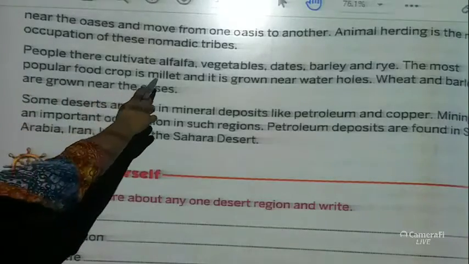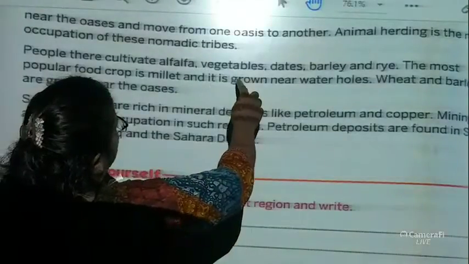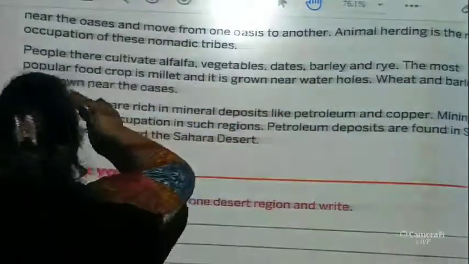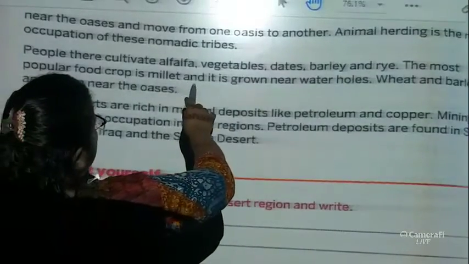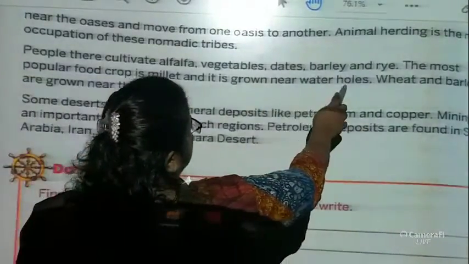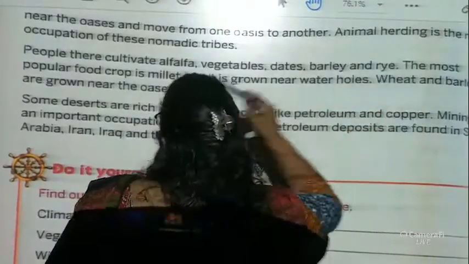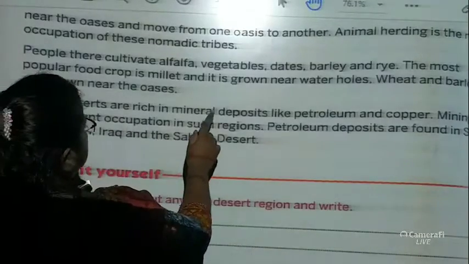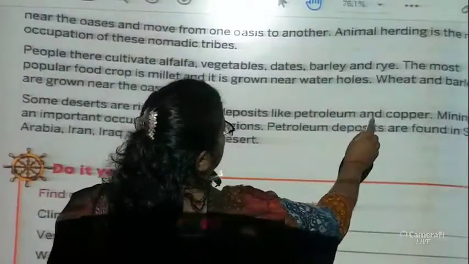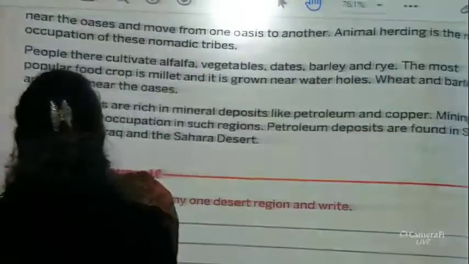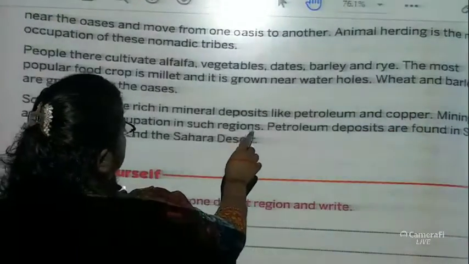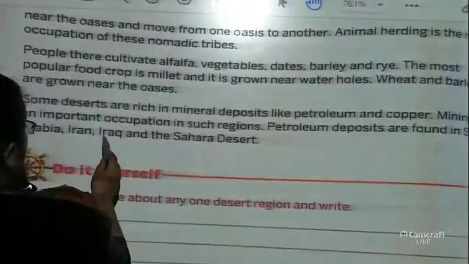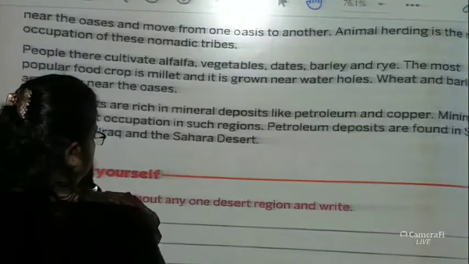People there cultivate alfalfa, vegetables, dates, barley and rye. The most popular food crop is millet, and it is grown near water holes. Wheat and barley are grown near the oasis. Some deserts are rich in mineral deposits like petroleum and copper. Mining is an important occupation in such regions. Petroleum deposits are found in Saudi Arabia, Iran, Iraq and the Sahara Desert.